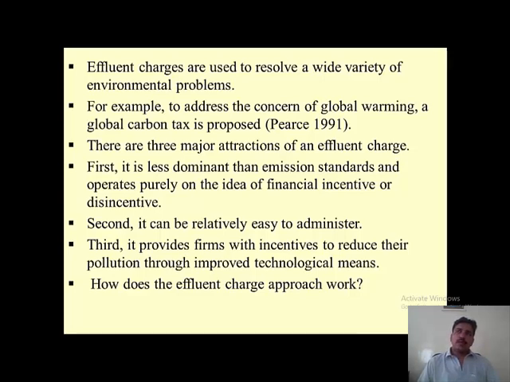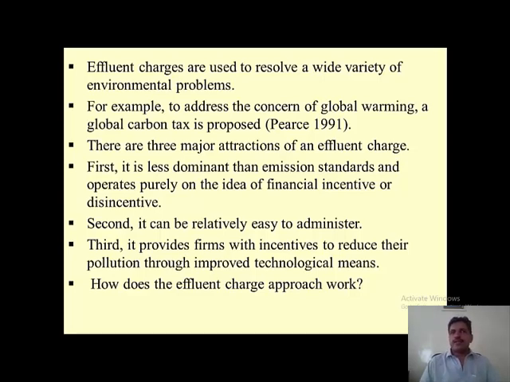Now, there are three major attractions of effluent charge. Why is effluent charge an important method of controlling pollution? First, it is less dominant than emission standards, and it is totally based on financial incentive or disincentive. Secondly, it is an easy way to administer. Thirdly, it provides firms with incentives to reduce their pollution through improved technological means.